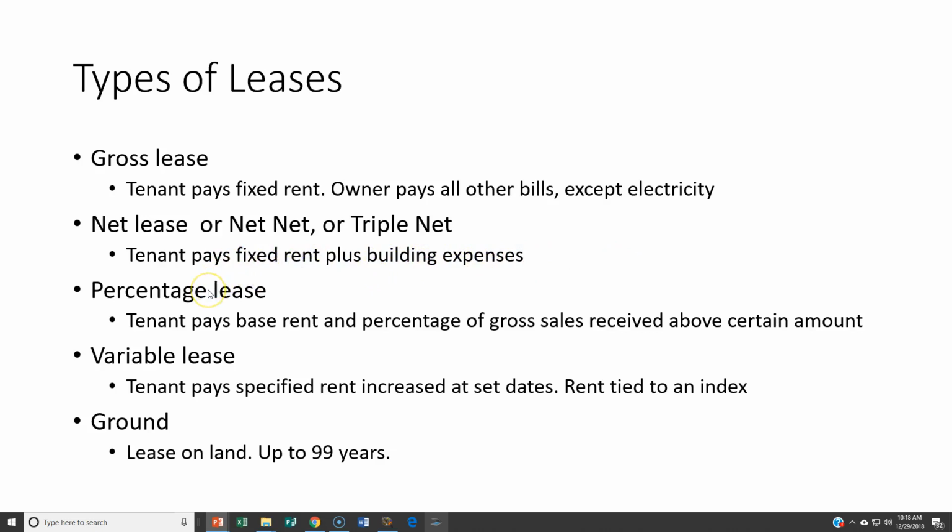Then we have a percentage lease, where a tenant pays base rent and a percentage of gross sales received above a certain amount. A variable lease is where the rent is set to an index. And then we have a ground lease, not so common here, but in Europe very common, where you can lease the land and do anything you want on the land for up to maybe 99 years.